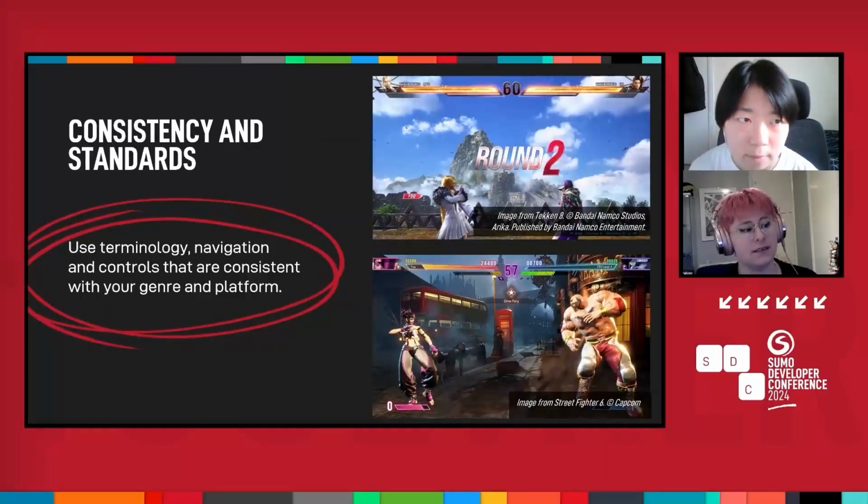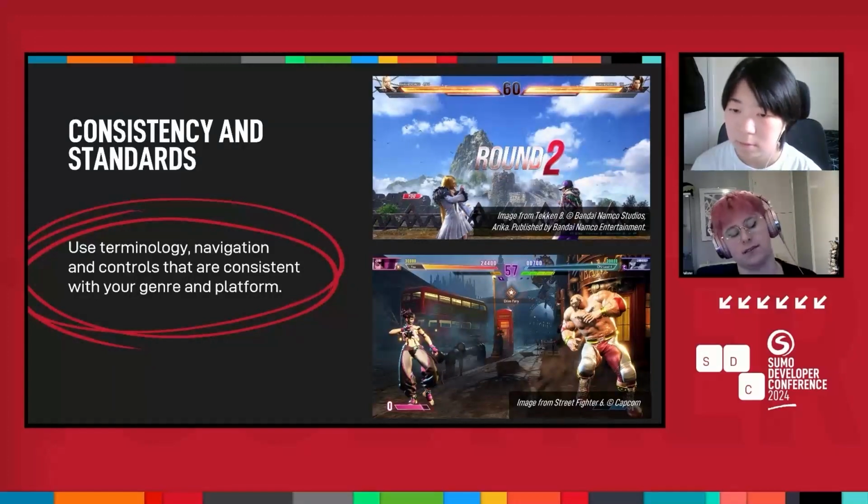And number 2 is consistency and standards. This is about using familiar terminology, recognizable navigation patterns, and controls that are consistent with your genre and your platform. We all want to do a Persona 5, but we have to balance our expectations. We have to understand what players expect, the information they want to see, and when they want to see it.